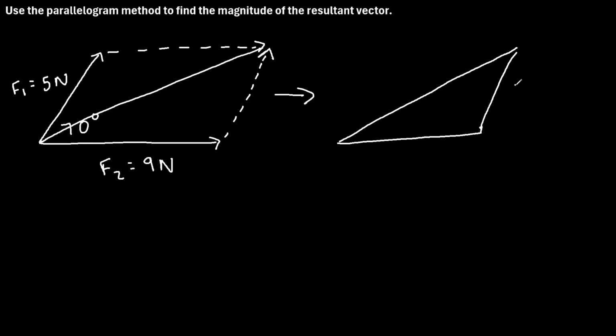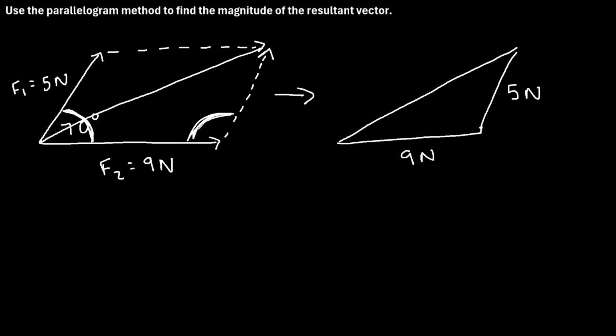So this side has, we'll say, 5 newtons as its magnitude, and then this side is the original force 2 vector, so this is 9 newtons. And then we want to know what is this angle right here of this triangle. So what we need to know is that in a parallelogram, adjacent angles are supplementary, which means they add up to 180 degrees. So what that means is in this parallelogram right here, this angle and this angle are supplementary.